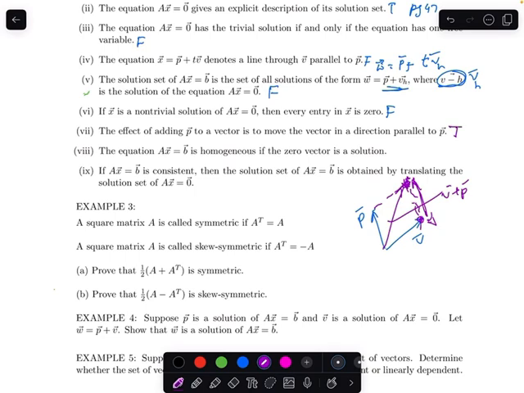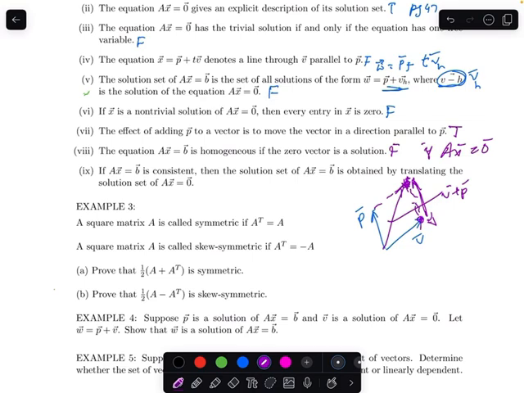Eighth: the equation Ax is equal to b is homogeneous if the zero vector is a solution. This is false, because it is homogeneous if Ax is equal to 0. That's when it is homogeneous. It has nothing to do with the solution.